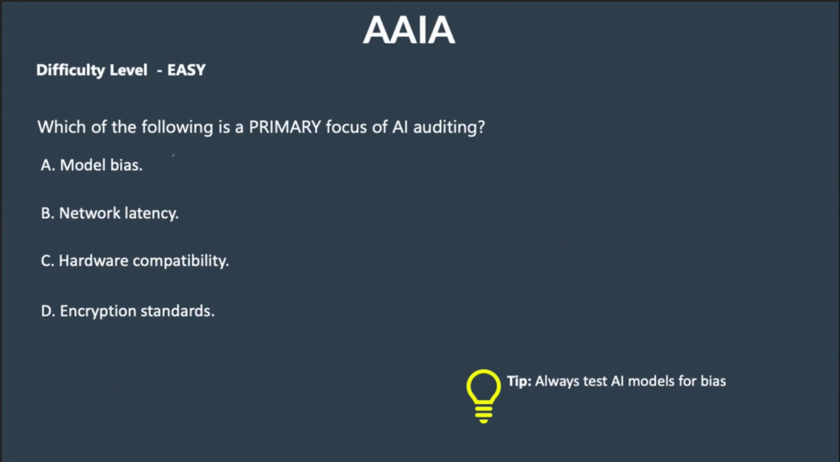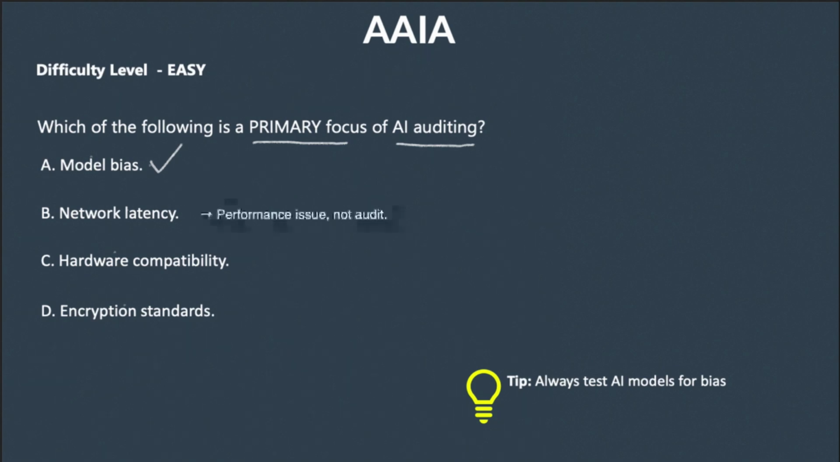Which of the following is a primary focus of AI auditing? We're looking for the primary focus when it comes to AI auditing. Option 1, we have model bias. Option 2, network latency. Option 3, hardware compatibility. And option 4, encryption standards. Please pause the video and select your answer. The correct answer is model bias. But before we explain why, let us look at the other options.